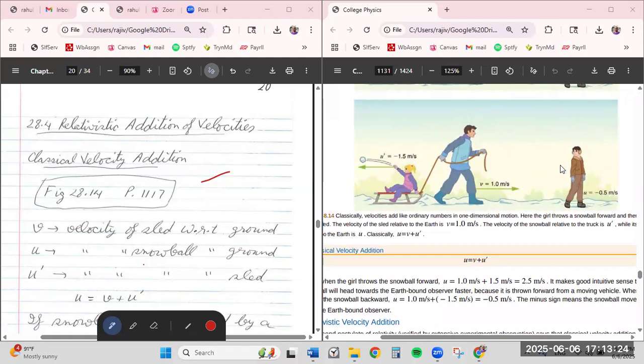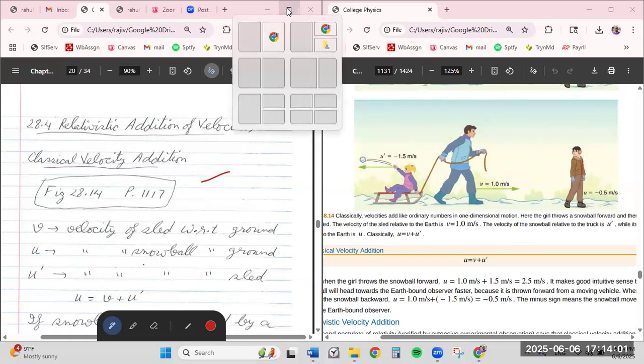So for the observer on ground, it's as if the snowball was moving to the left at a speed of 0.5 meters per second, because the sled itself is moving to the right at 1 meter per second. So that's an example of how addition of velocity works in classical physics. So let's now take a look at how things change when you get to relativistic speeds.